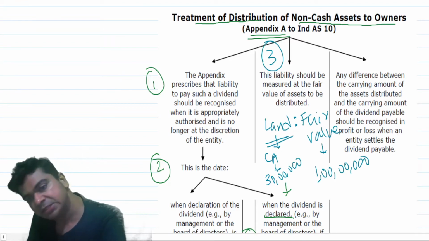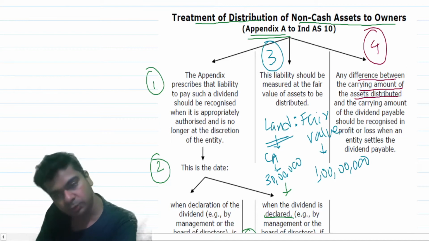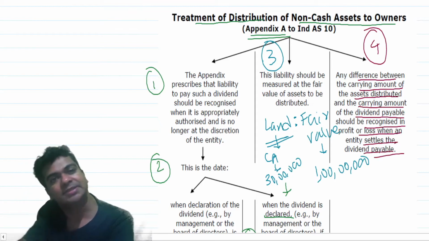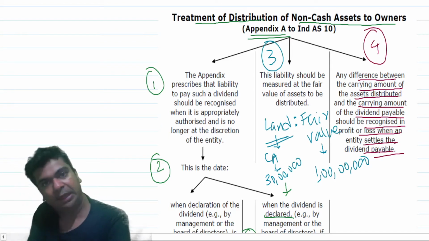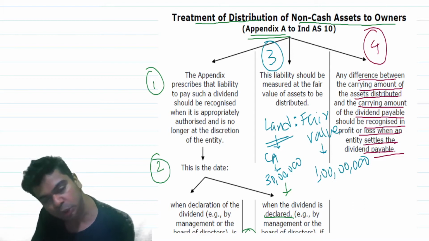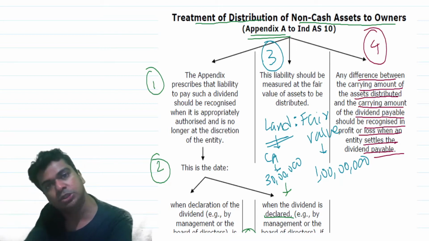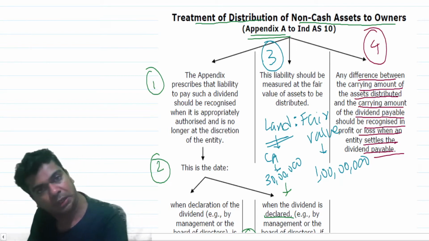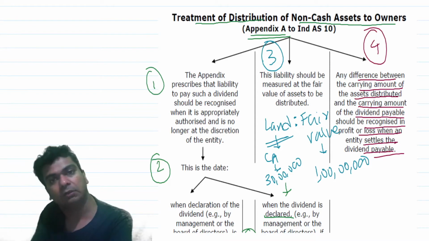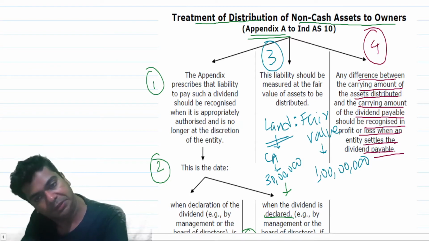Yes, that's our point number 4. Any difference between carrying amount of the asset distributed and the carrying amount of the dividend payable should be recognized in profit and loss when the entity settles the dividend payable. When ultimately the dividend will be settled, when ultimately that land will be distributed, the land which you are showing in your books at 30 lakhs and the dividend liability which is of 1 crore, the difference between these two will be recognized in profit and loss account. When? Not when the dividend is declared. The difference will be recognized when the dividend is ultimately paid, ultimately settled amongst the shareholders.